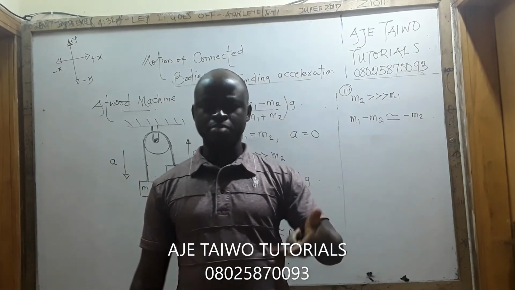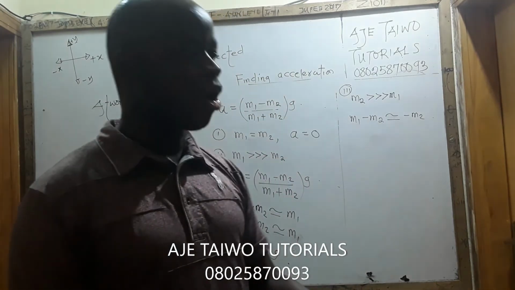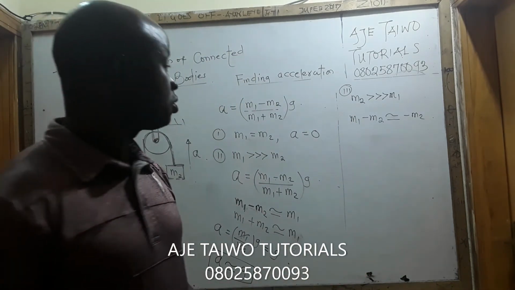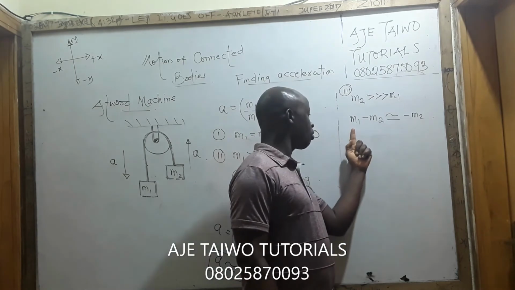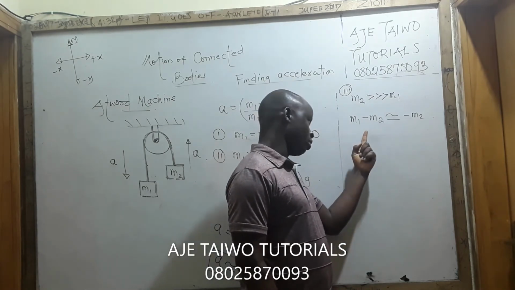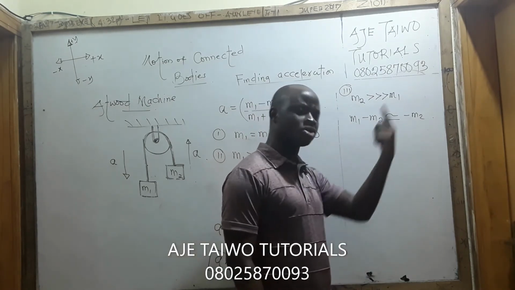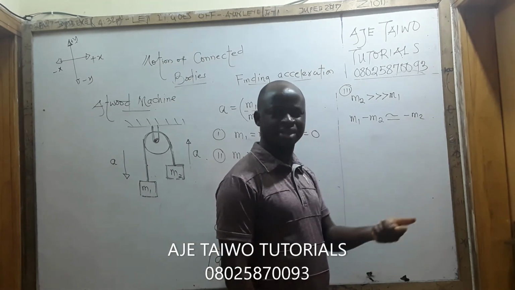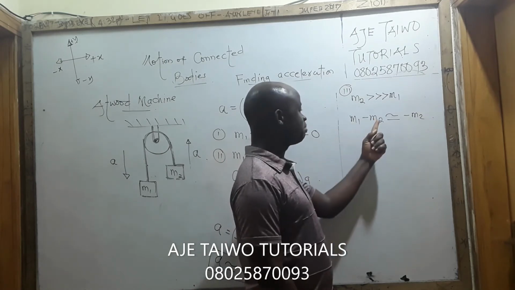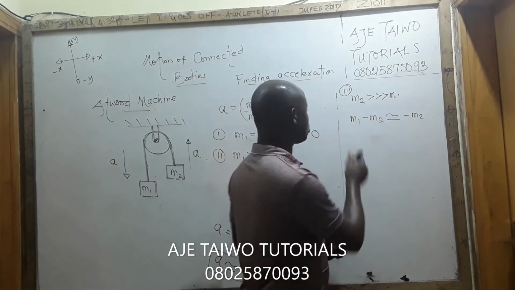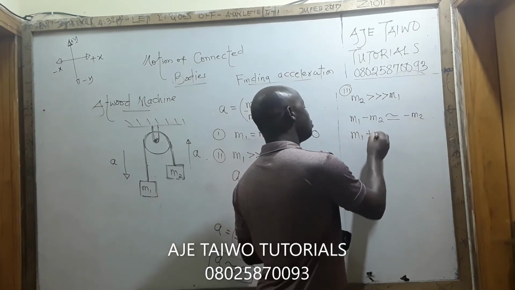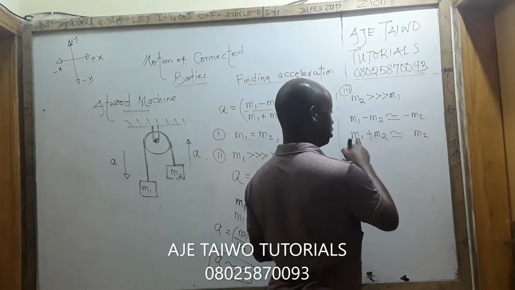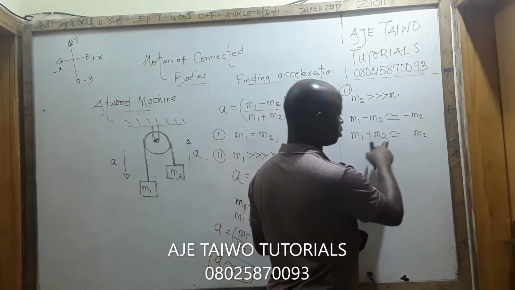Let's say 2 minus 3 is minus 1, 4 minus 5 is minus 1, 8 minus 15 is minus 7. So what do you have here? 1,000 naira minus 100 million will be minus 100 million, because that 1,000 has no effect, but because this is bigger than this, it will carry minus. Also, m1 plus m2 will be approximately equal to m2, because 1,000 plus 100 million is 100 million.